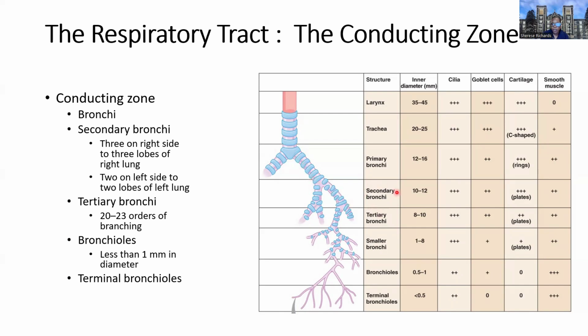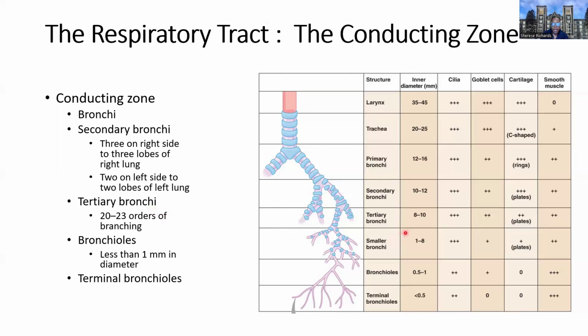As far as the secondary bronchi, we have again three branches on the right, two branches on the left. Here we can see the C-shaped rings are now becoming inconsistent or incomplete strips of cartilage, these cartilage plates. So there's still a lot of cartilage, it's just now in these strips instead of very smooth and continuous rings around the anterior.